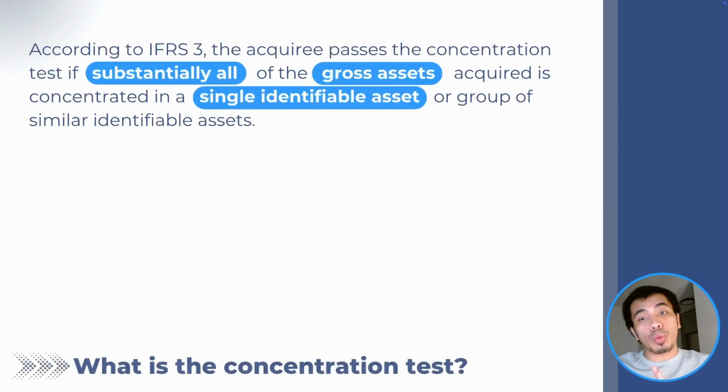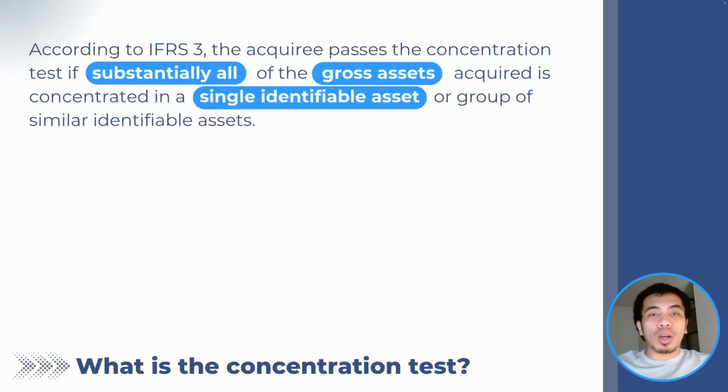Now let's get into more details. According to IFRS 3, the acquiree passes the concentration test. Remember, we have two options. We have two results. Either we pass it or we fail it. IFRS 3 says that the acquiree passes the concentration test if substantially all of the gross assets acquired is concentrated in a single identifiable asset or group of similar identifiable assets.